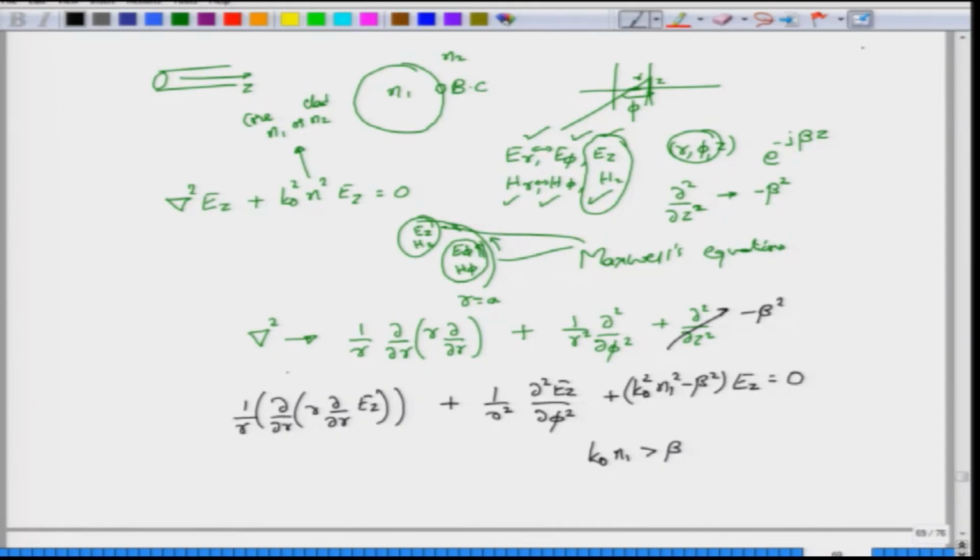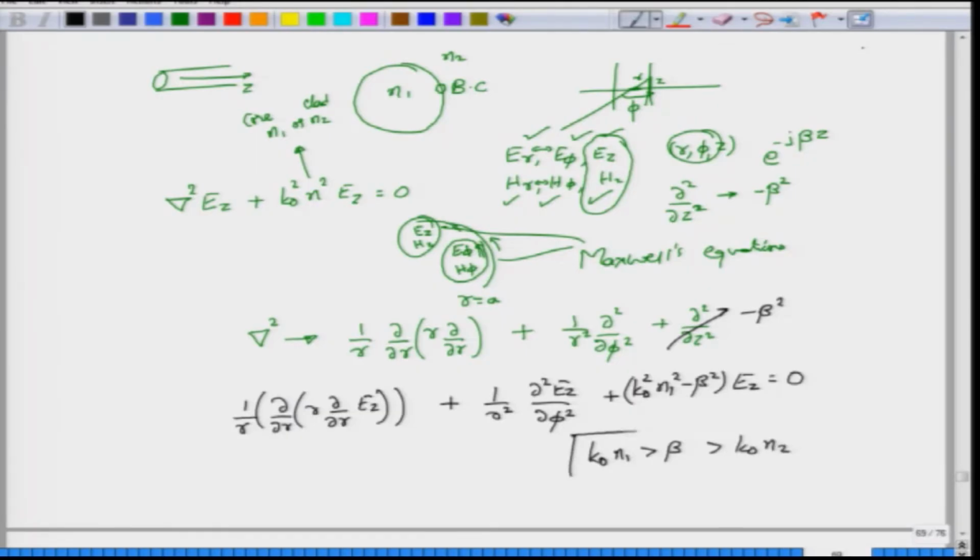When I take this same equation and apply it to the cladding, I know that in the cladding this will be k0 square n2 square minus beta square, but I want an exponentially decaying solution. So, as I move away from the fiber, my light power should be decaying down. I want all of the light to be confined in the core region itself. Therefore, beta will be greater than k0 n2.